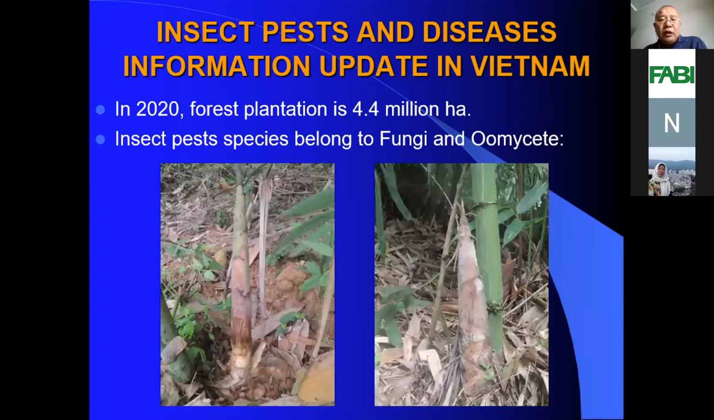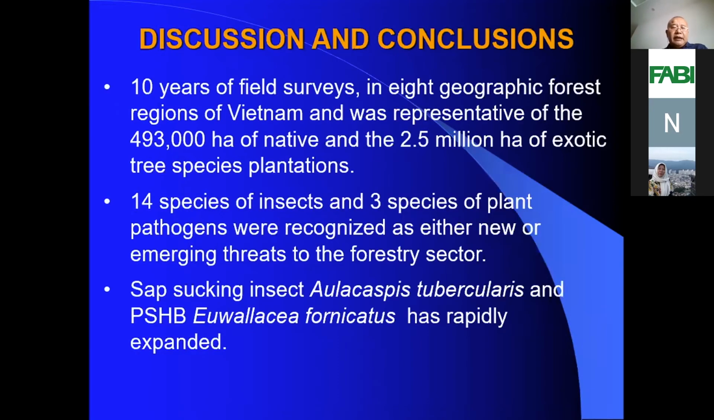Now I talk about the discussion and conclusion. After 10 years of field surveys in 8 geographic forest regions of Vietnam, we presented 0.5 million hectares of native and 2.5 million hectares of exotic tree species plantation. We found 14 species of insects and 3 species of plant pathogens recognized as new and emerging threats to the forestry sector in Vietnam.